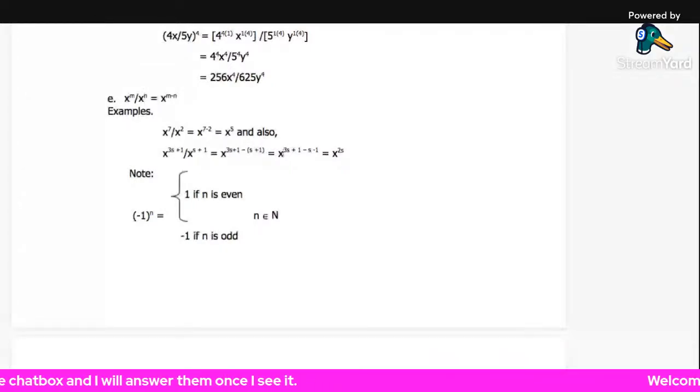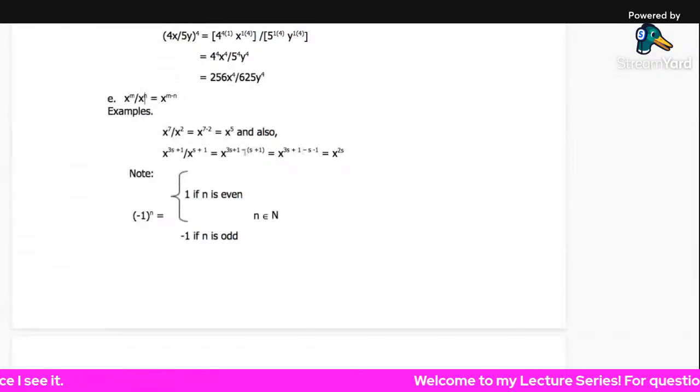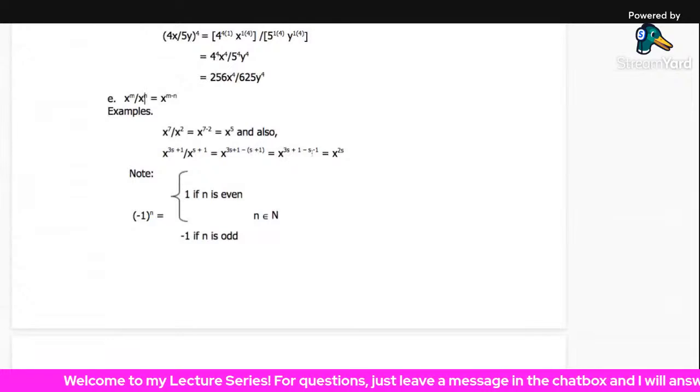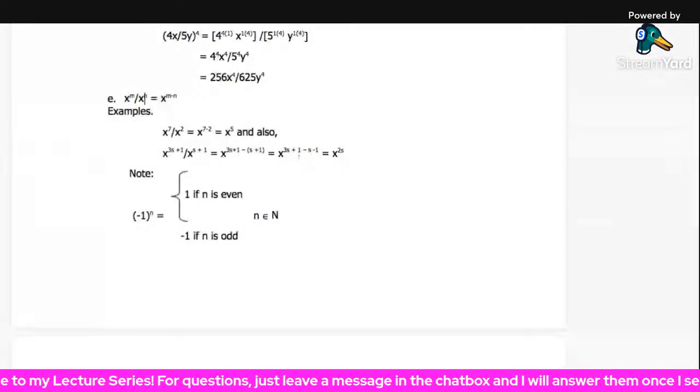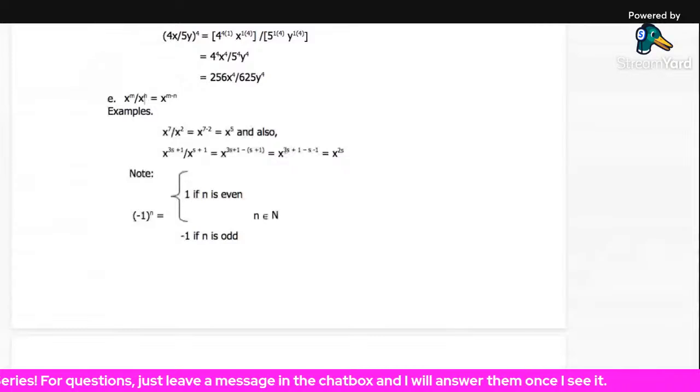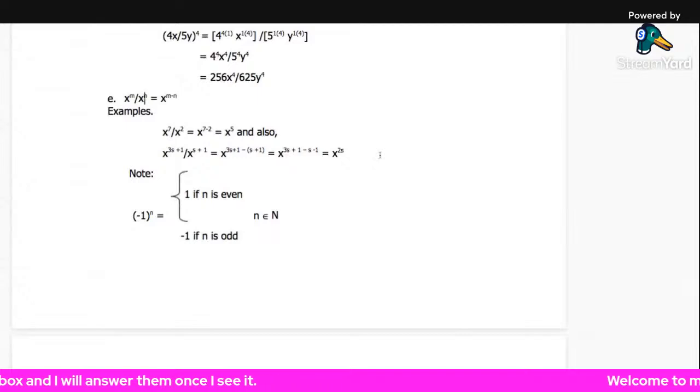Simplifying, we have x raised to 3s plus 1. Negative times s is minus s. Negative times positive 1 will give you minus 1. So if we simplify this, 3s minus s will give you 2s. 1 minus 1 is 0. So the final answer is x raised to 2s.